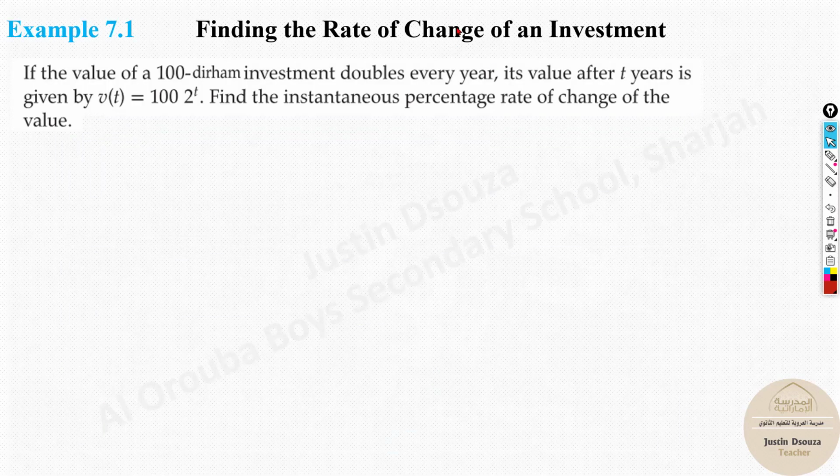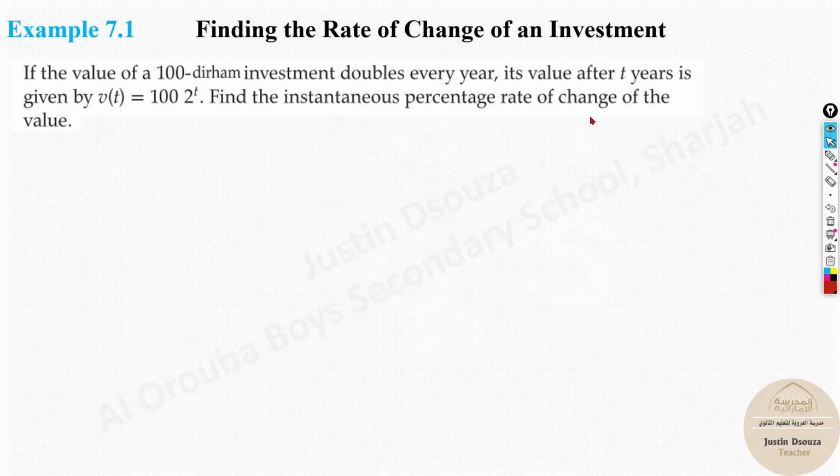We have got a real world problem to start with. That is, if the value of 10 dirham investment doubles every year, its value after t years is given by v of t equals 100 times 2 to the power t. Find the instantaneous percentage rate of change of the value. Now they have given you the value after t years over here. After investing this t years, it's over here. We need to find instantaneous percent rate of change.